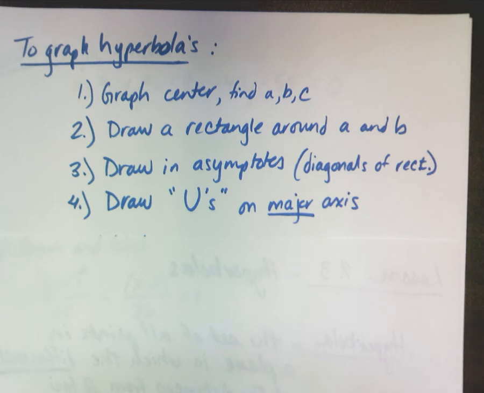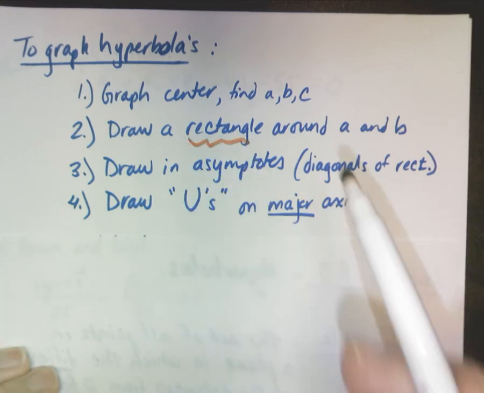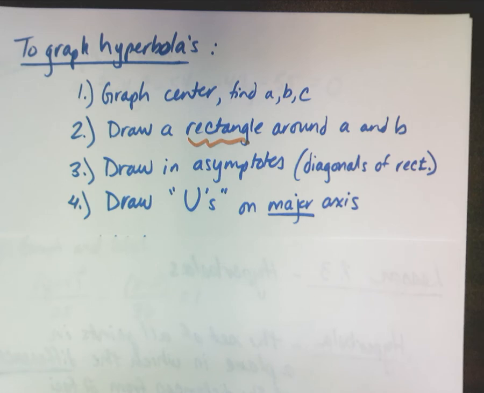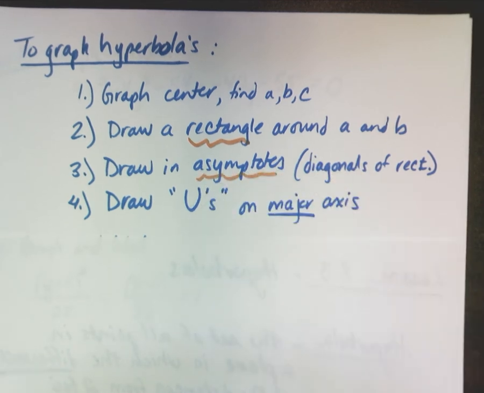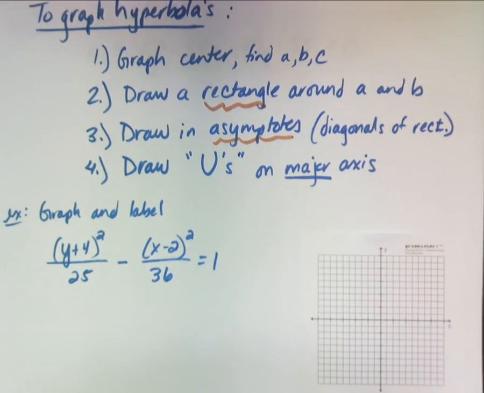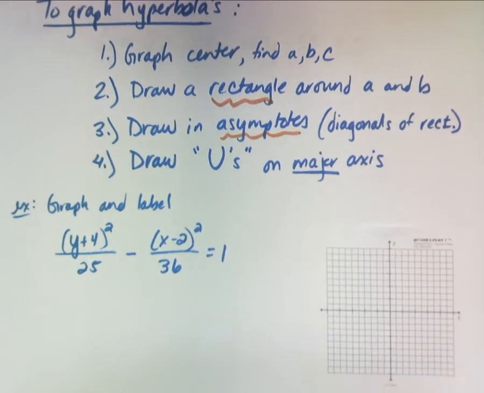Now, this is where it gets a little tricky and a little strange. Instead, we're going to start drawing a rectangle around A and B. Then we draw in these asymptotes, which are the diagonals of the rectangle. And then we form our U's on the major axis, those hyperbola shapes, okay? Watch me do an example. We're going to actually do 2. And then hopefully this will make sense for you. Again, pause this to write this down.